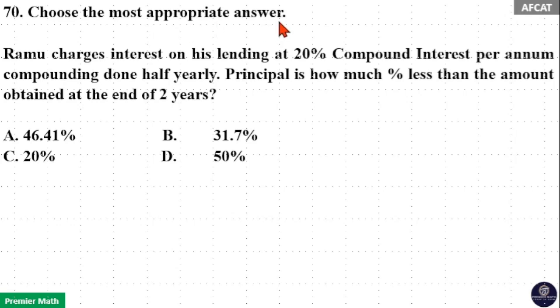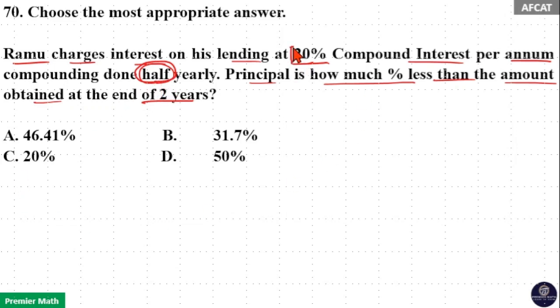Choose the most appropriate answer. Ramu charges interest on his lending at 20% compound interest per annum. Compounding done half yearly. Principal is how much percentage less than the amount obtained at the end of 2 years. Here compounding done half yearly means every 6 months interest is added to the principal.